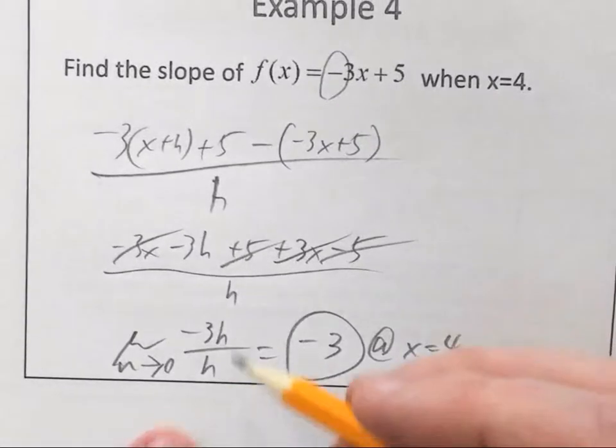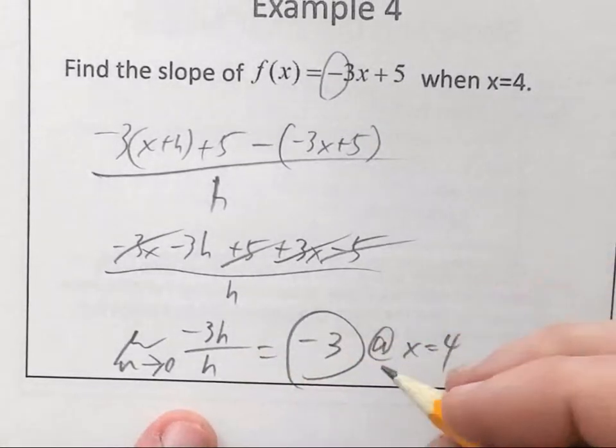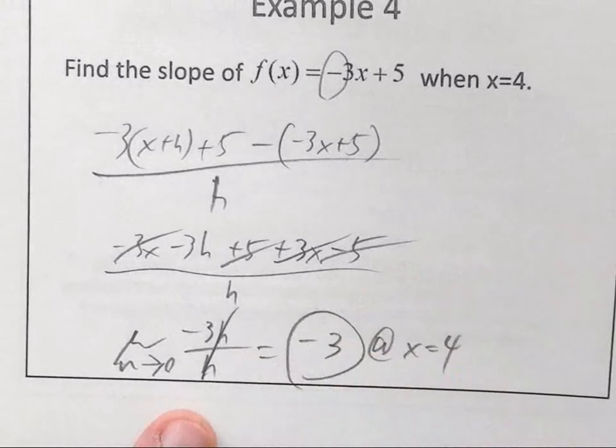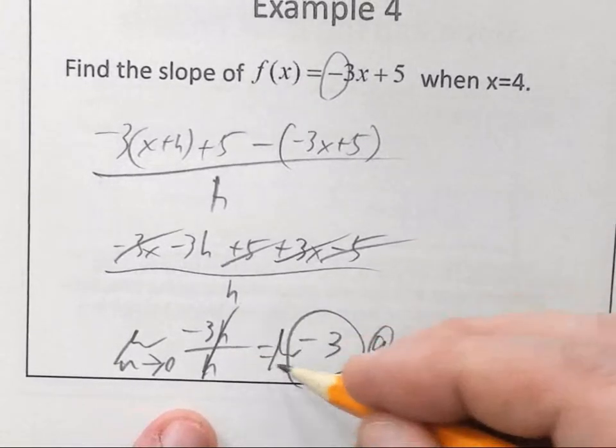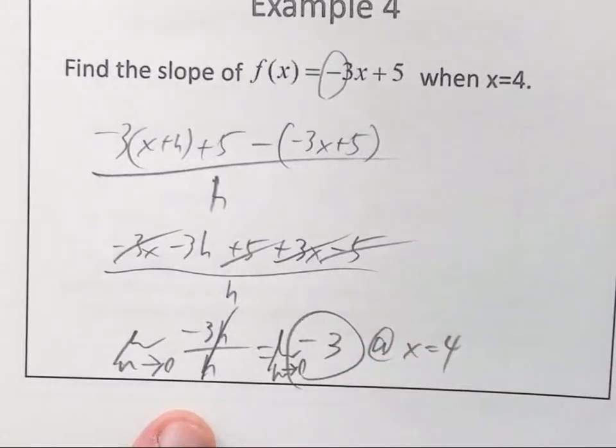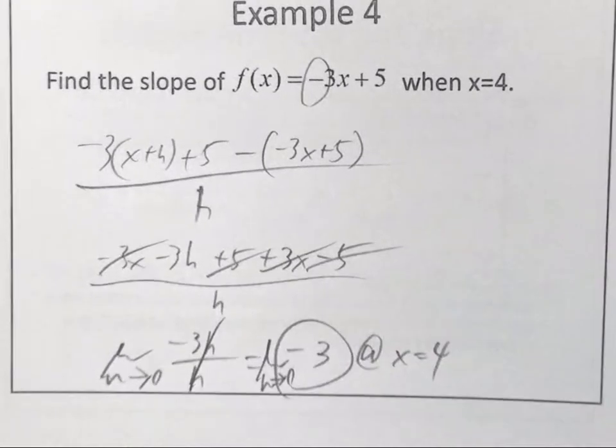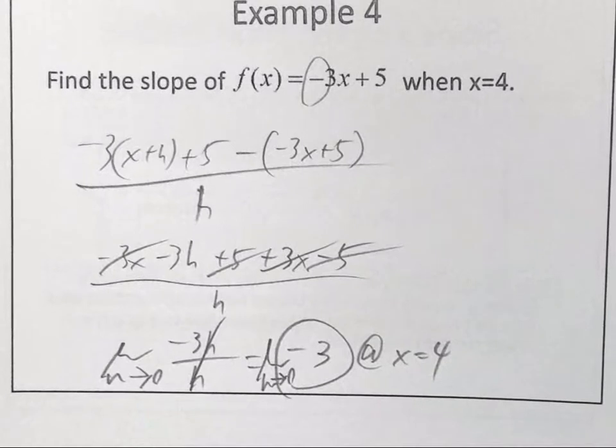No, it's got to simplify out first. I'm sorry, I didn't actually finish. Well, no, I did, but these will cancel off. Then if you do the limit as h approaches 0 of -3, it's just -3. Okay.